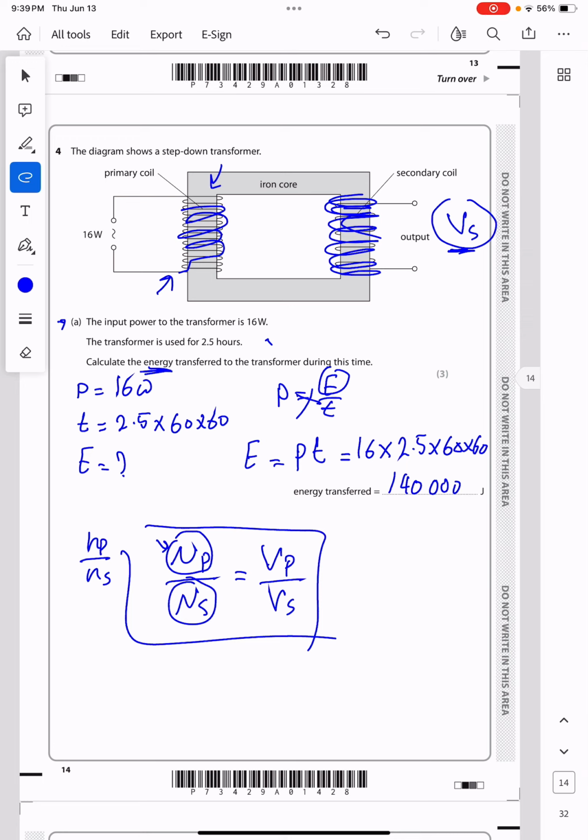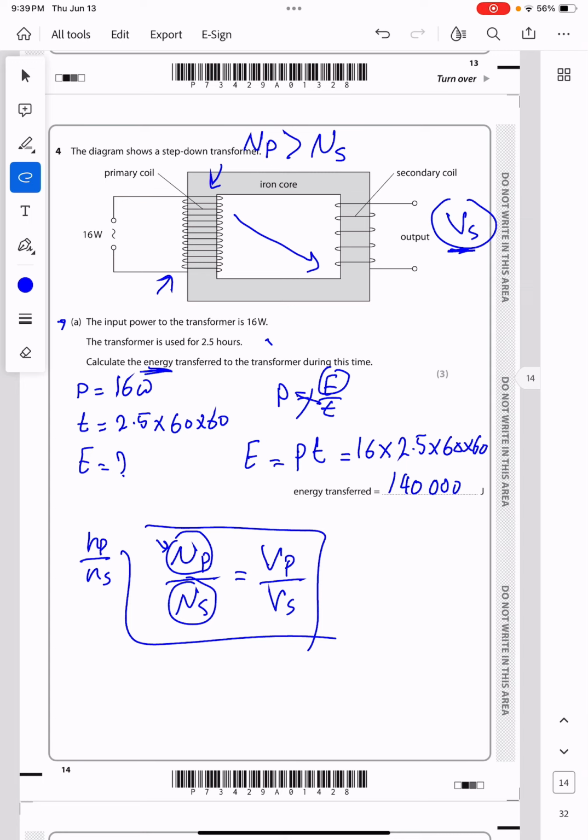If you have the number of turns in the primary coil greater than the number of turns in the secondary one, as shown in the original one, then the numbers here are bigger and they're going to go down. This is a step down transformer, which means that we have a high voltage, but because the secondary part has fewer turns, we will end up with a lower voltage as its output. It's less strong.